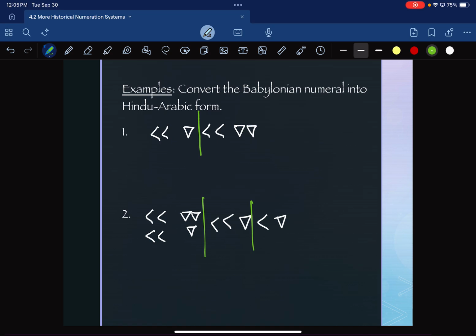Did I get it right? Yep. Anytime you see a triangle in front of an arrow, that's a 1 in front of a 10, it's going to break place value. Okay, is everybody okay? For starters, that's the system's property. Like that's how they set it up.